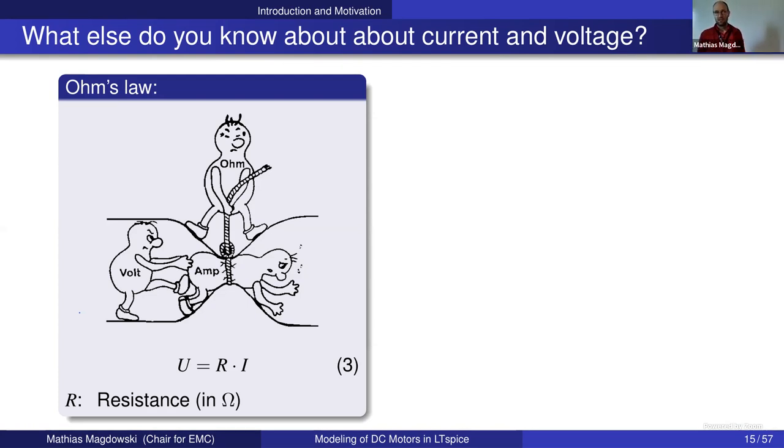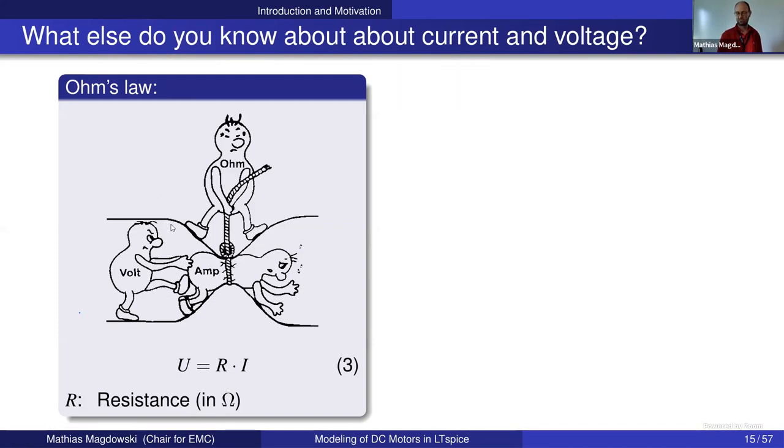Ohm's law means that if you feed some current through a resistance, you will get a voltage. And the higher the resistance, the higher the voltage. Or, at some resistance, current and voltage are proportional to each other. And the factor between them, the proportionality, is the resistance. And this is measured in ohms.